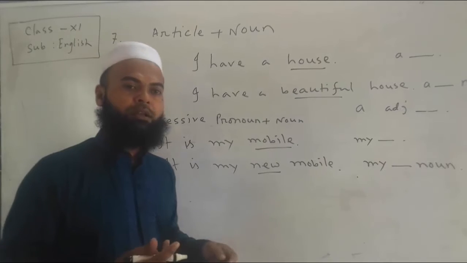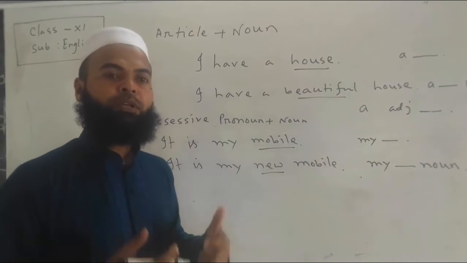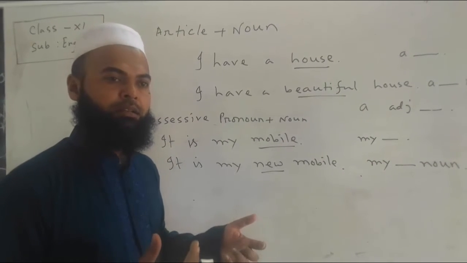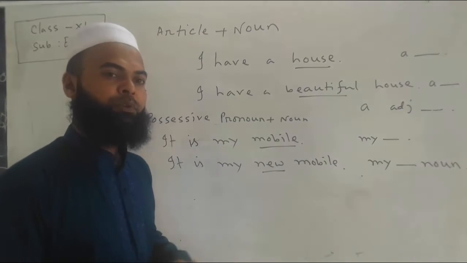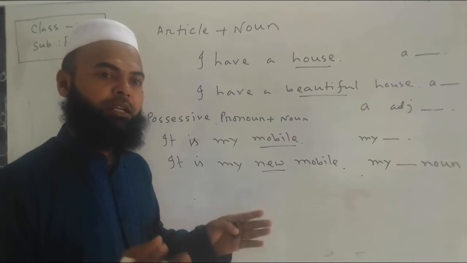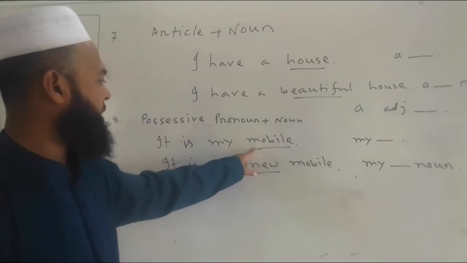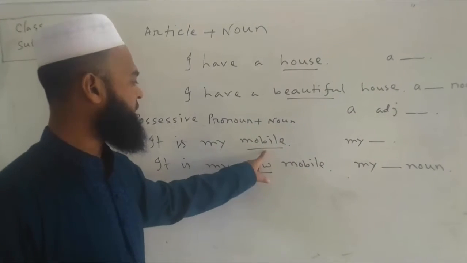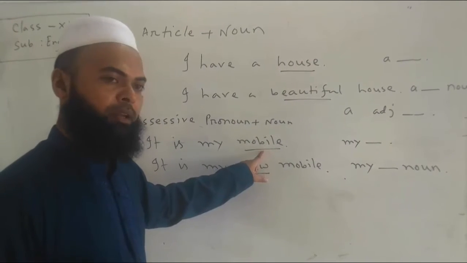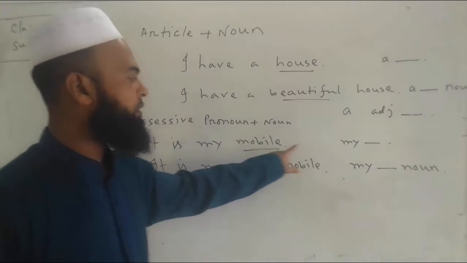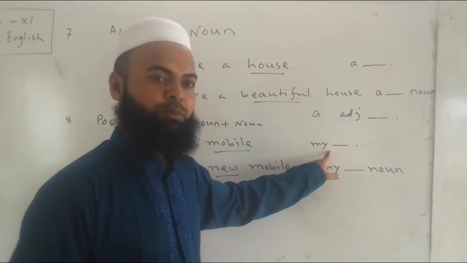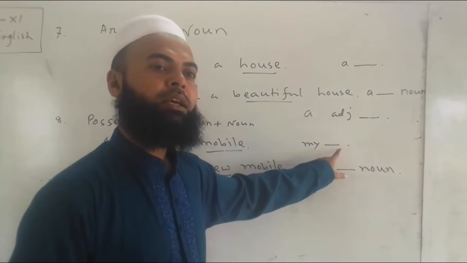Possessive pronouns are my, our, your, his, her, their. These are possessive pronouns. After a possessive pronoun, you will write a noun. It is my mobile. After "my," I write "mobile." Mobile is a noun. So when you find a gap after a possessive pronoun, then you will write a noun.